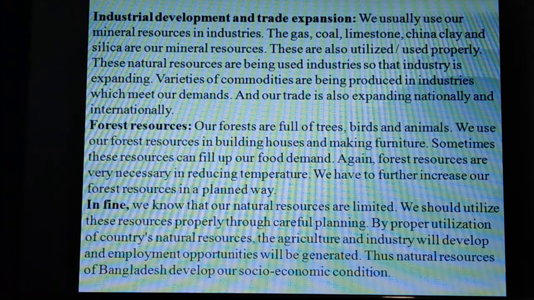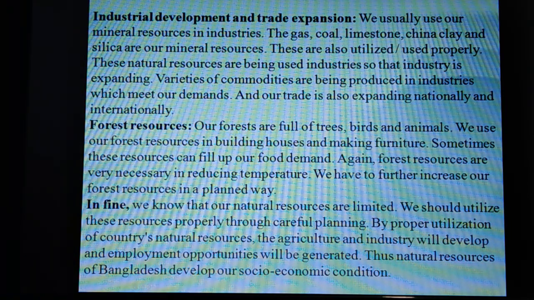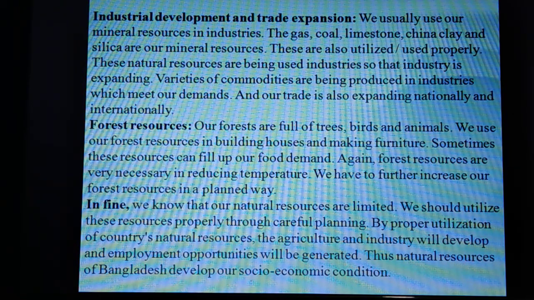Now, another use of natural resources, that is in industrial development and trade expansion. We usually use our mineral resources in industries. The gas, coal, limestone, china clay, and silica are our mineral resources. These are also utilized properly. These natural resources are being used in industries so that industry is expanding.